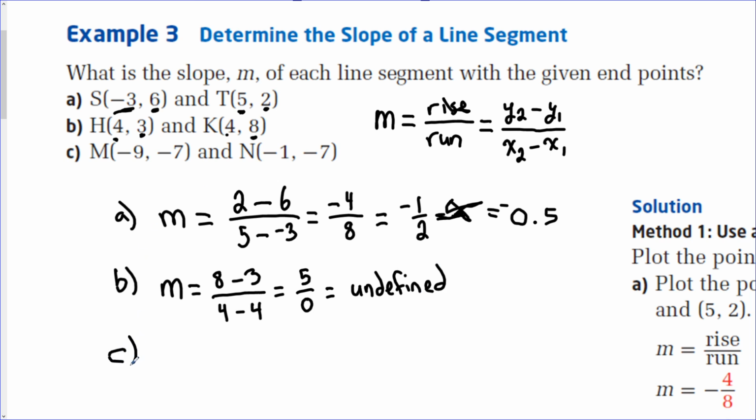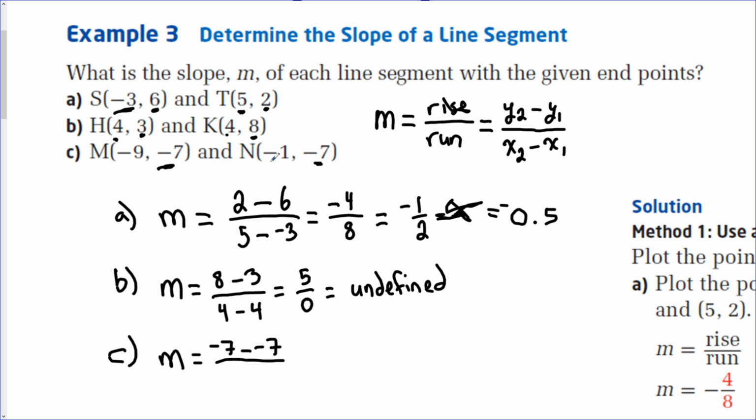For C, there's only 2 ways we're going to go just because of how these instruction books go. Either we're going to get a positive slope or we're going to get a slope of 0, because we already have a negative slope and we already have an undefined slope. So let's see which one it is. m is equal to the second y value, which is -7, minus the first y value, which is -7. Well, I guess that answers that.